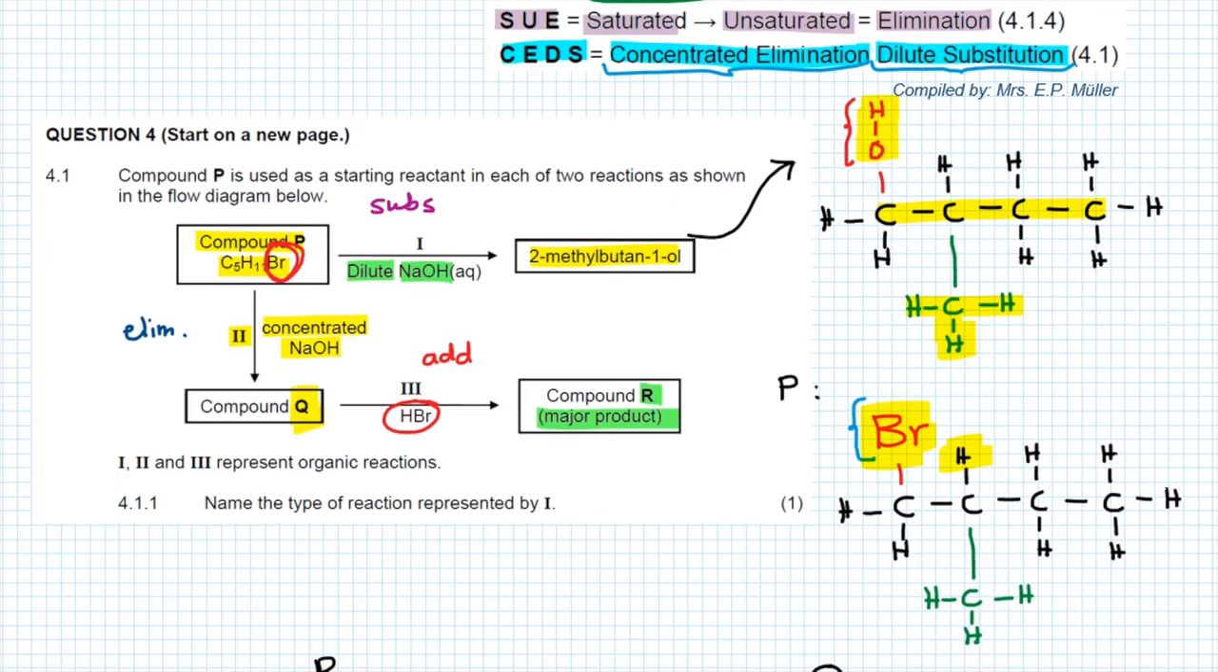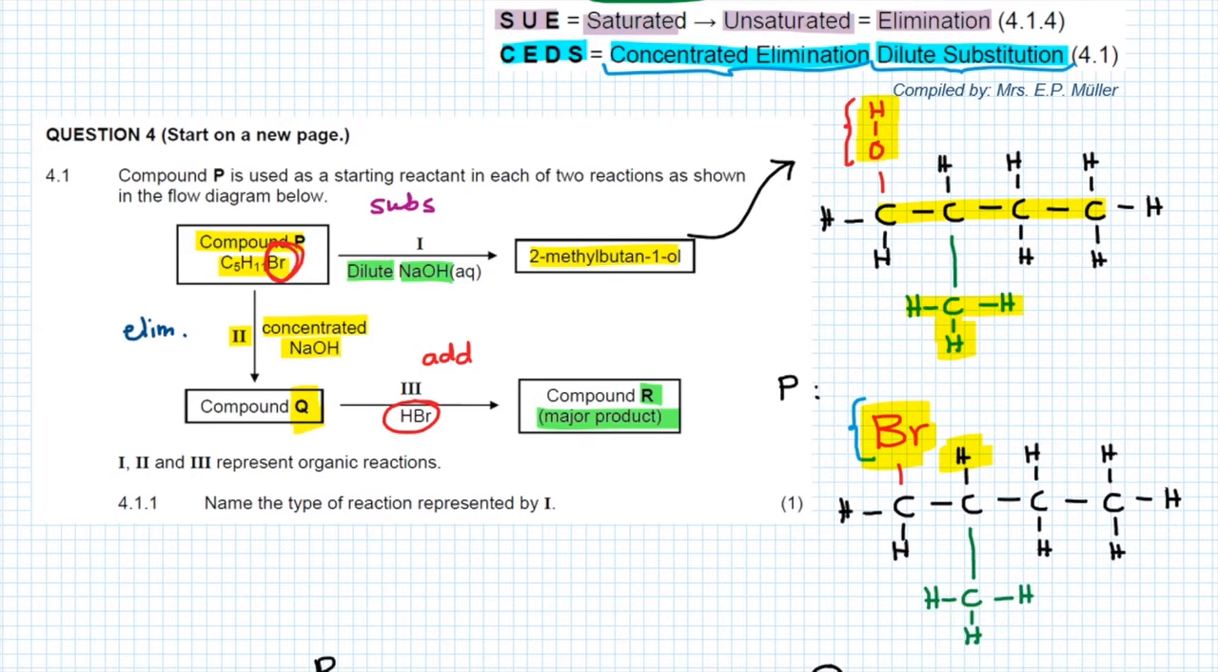For example, reaction number 1 is a hydrolysis reaction. Reaction number 2 is dehydrohalogenation. And reaction number 3 is hydrohalogenation. All of this we write down on our question paper to help us to answer the questions that follow.